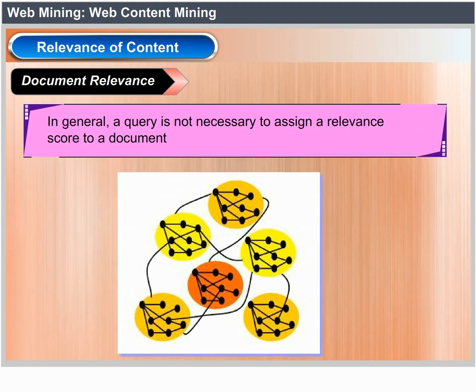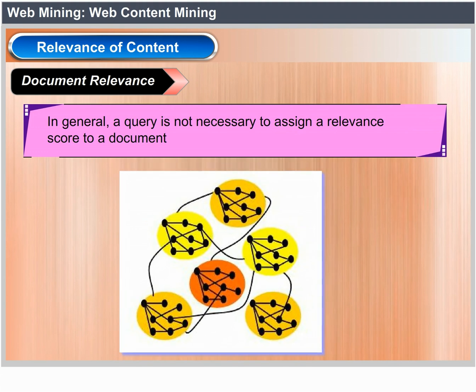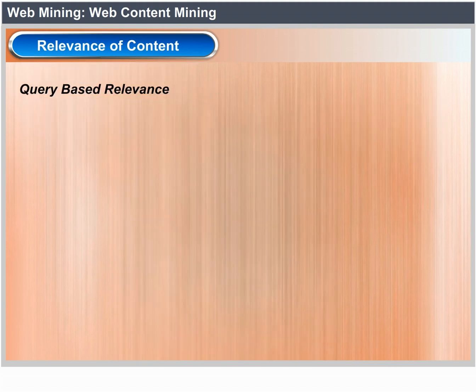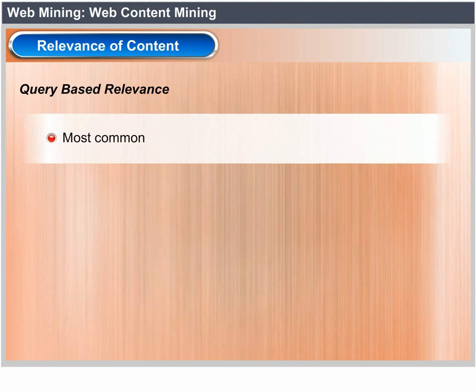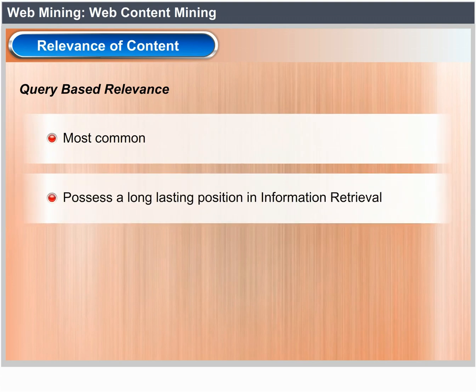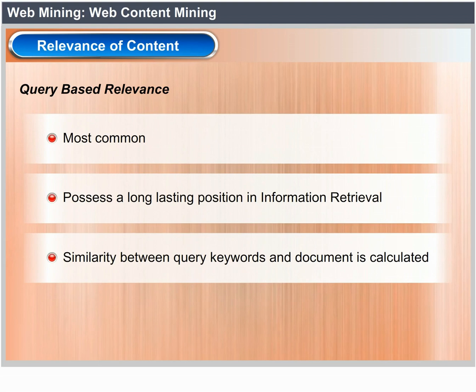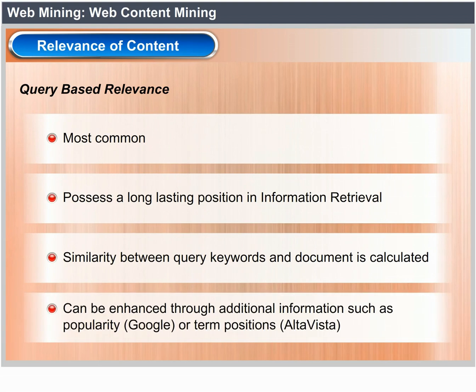Query-based relevance. Most common. Well established in information retrieval. Similarity between query keywords and document is calculated. Can be enhanced through additional information such as popularity in Google or term positions in AltaVista.